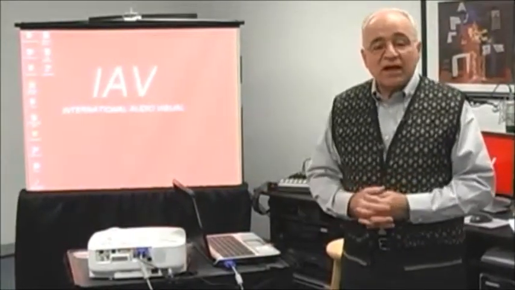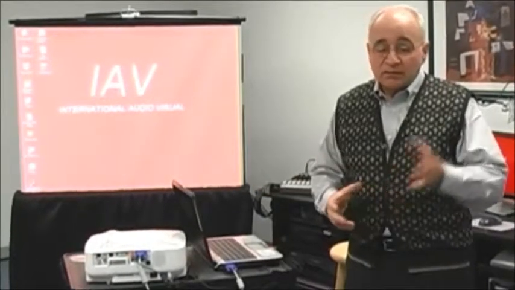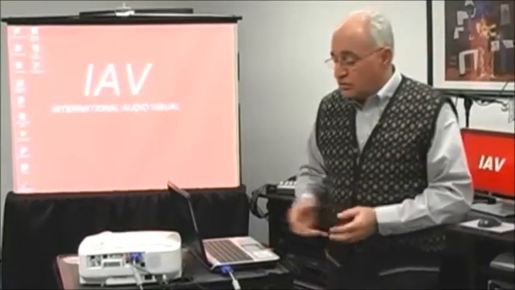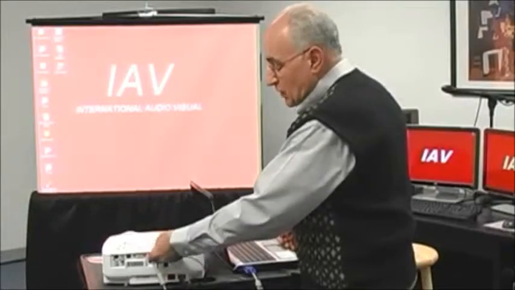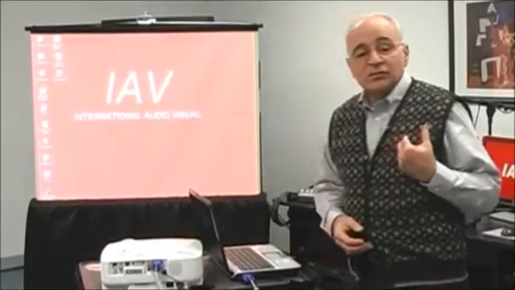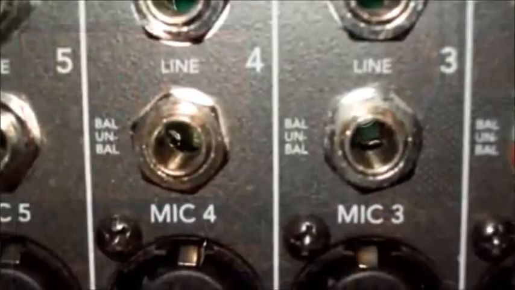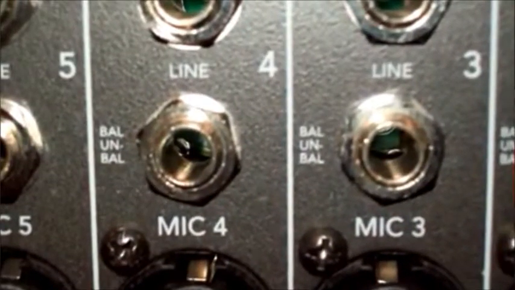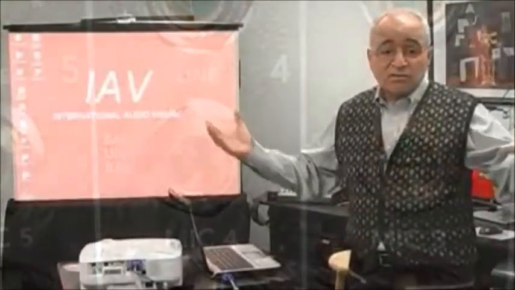Most projectors have their own speakers in them. But if you're using an independent sound system, all you need to do is take this cable, instead of going into the projector, go into your mixer on an audio in input, and you'll be able to project the audio through your sound system. And that's all it takes.